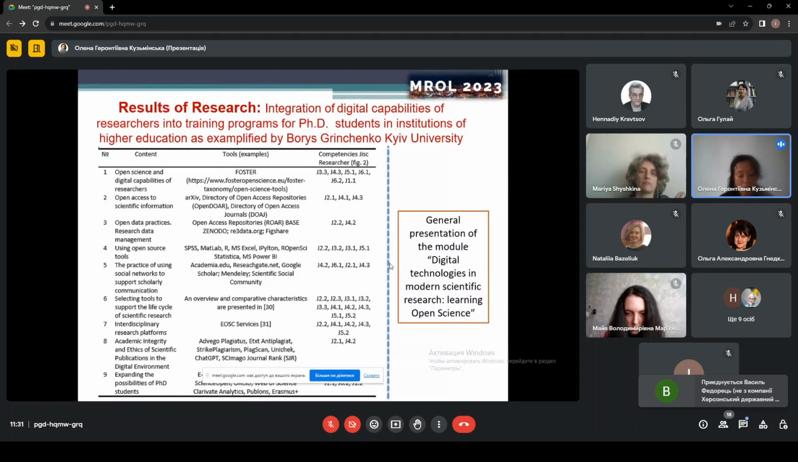In accordance with the second task of our research, the model Digital Technologies in Modern Scientific Research, Learning Open Science, 2 credits, was additionally developed. It is mainly aimed at forming the ability to use digital technologies in modern scientific research, starting from formulation and construction of appropriate information models and ending with the interpretation of the results obtained with the help of a computer. The main contents of the model, examples of digital tools studied by PhD students, and the list of digital researcher competencies that are formed when studying each topic are shown on this slide.